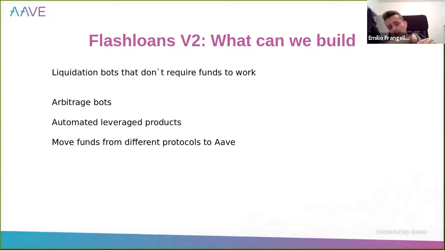So, as I was saying before, what we can build with Flash Loan version 2. Essentially, we can build all kinds of tools that require funds, that are time sensitive, and that require some specific on-chain opportunity to be called. So, for example, a liquidation bot. We all know more or less what liquidation is.